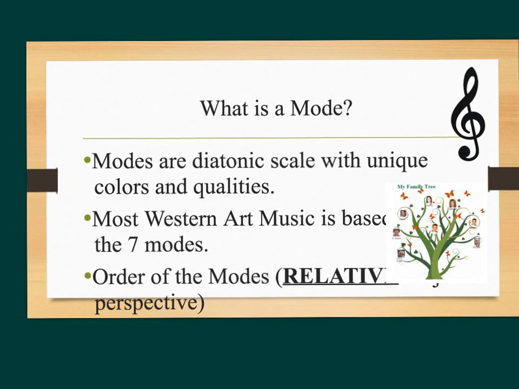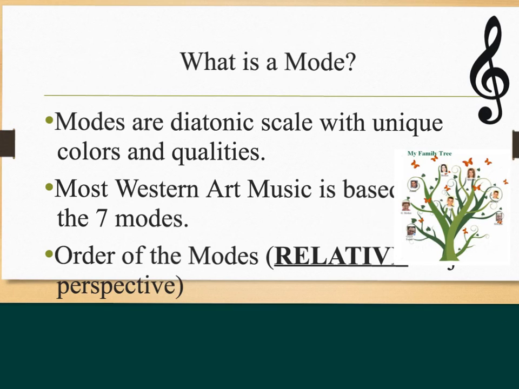Before we can build our modes, we first must understand what a mode is. Just like the ice cream I was enjoying earlier, the mode of a melody can have many different flavors and colors. Most of our Western art music is based on one of these 7 modes. And just like the branches of a family tree, each mode has a relative relationship with the major or natural minor scales, which we have already built and enjoyed.